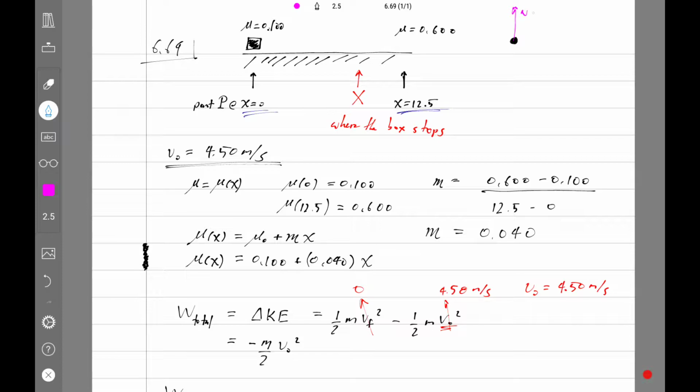There's a normal force acting on the box. The box has its own weight. And then there's a friction force, kinetic friction force, lowercase fk.